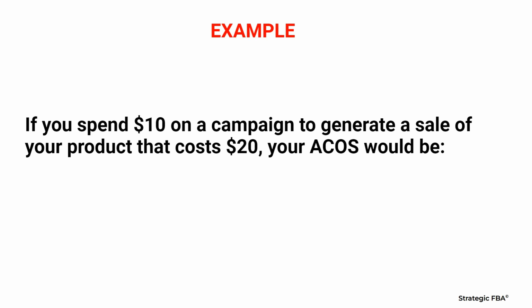Now, I'll give you an example of how they calculate your ACOS. So if you spend $10 on a campaign to generate a sale of your product, and your product costs $20, that's your selling price, then your ACOS would be $10 divided by $20, which is 50%. So your ACOS is 50%.